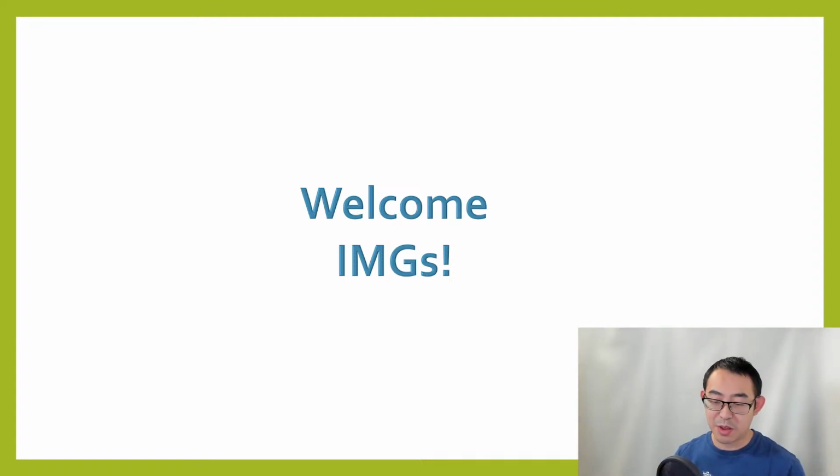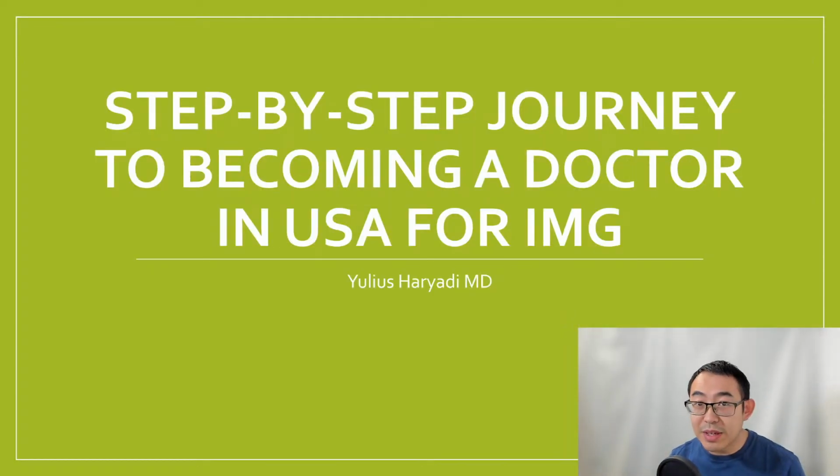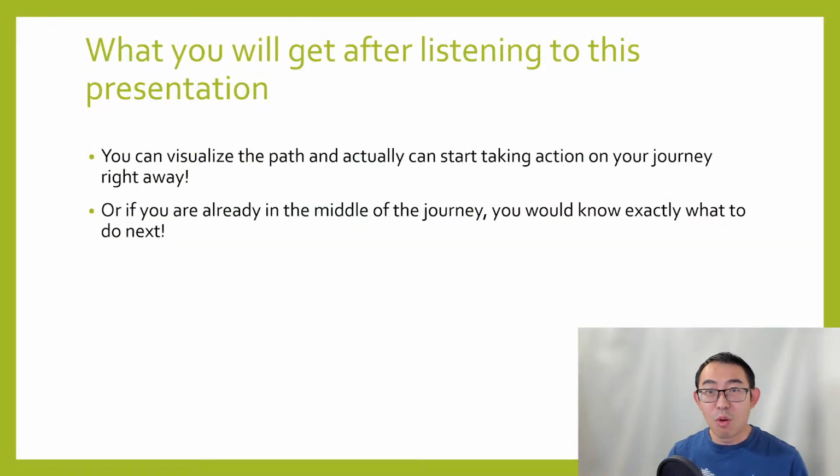here more clearly, right? Today's topic is the step-by-step journey of how to become a doctor in the US as an IMG. The goal of this presentation is that after it is done, you can visualize the path clearly, and you can start taking action and start your journey. I don't know where you are in your journey. If you are in the middle of your journey somewhere, you will know what to do next. For example, you're done with your USMLE Step 1 and you will know the next thing you need to do. And if you are on research, you know the next thing you need to do, and so on. That's basically the idea for this presentation.